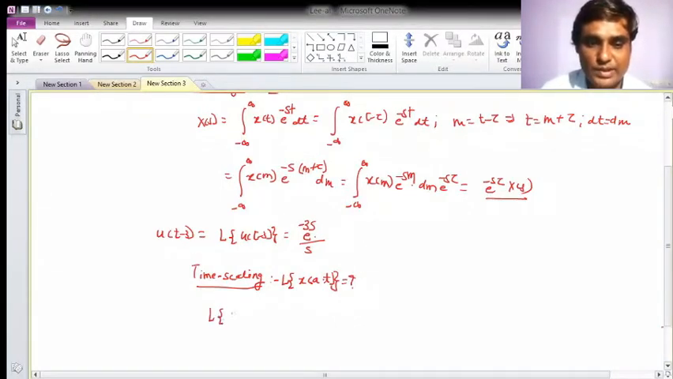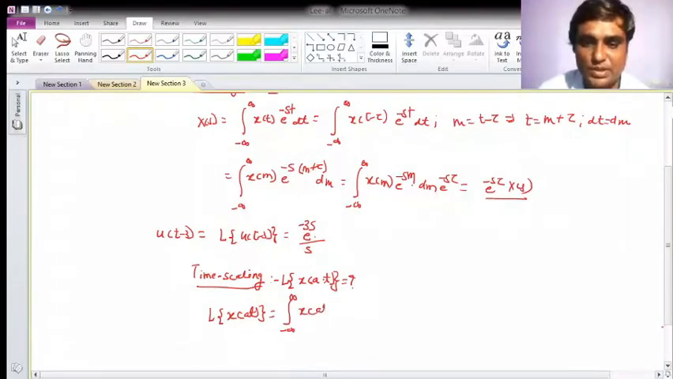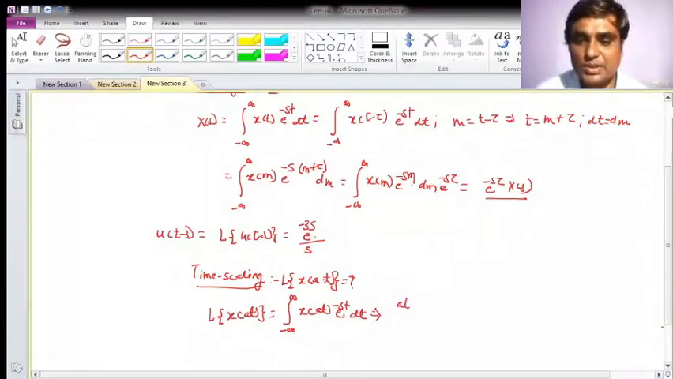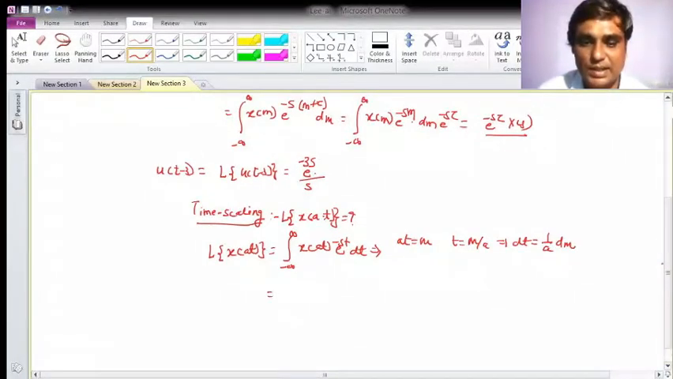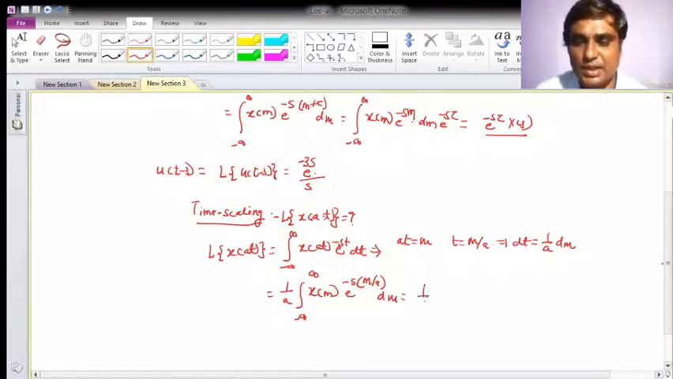If I would like to find it out, the Laplace transform of x of at will use the same thing, that is the integral from minus infinity to plus infinity of x of at e raised to minus st dt. Suppose at is equal to m, so t will be m by a, and this implies dt will be 1 by a into dm. Then I can write this as 1 by a times the integral of x of m e raised to minus s m by a dm, and this I can write as X of s by a.